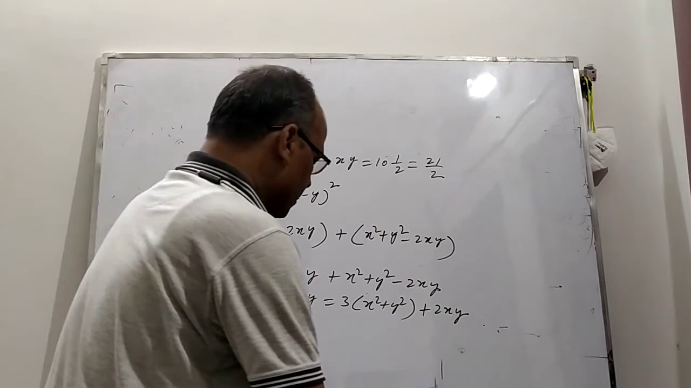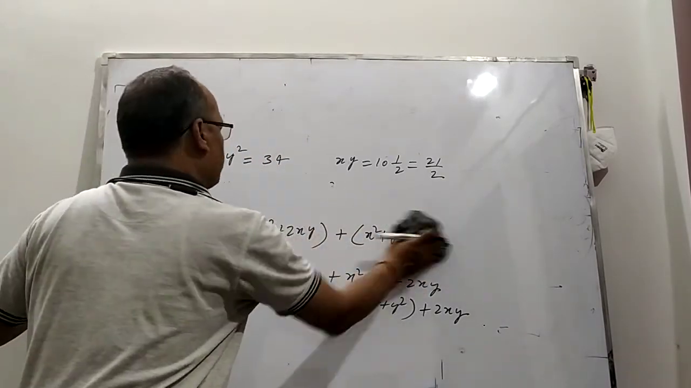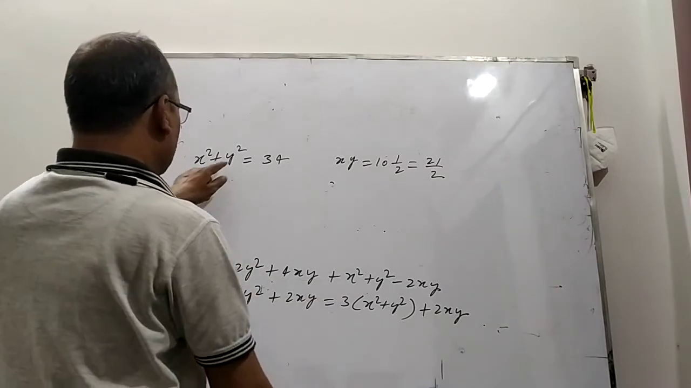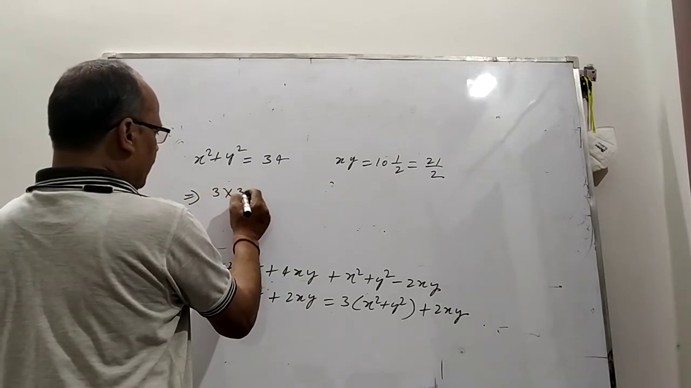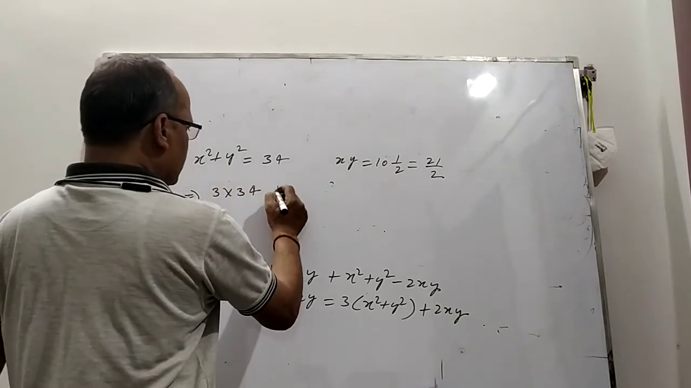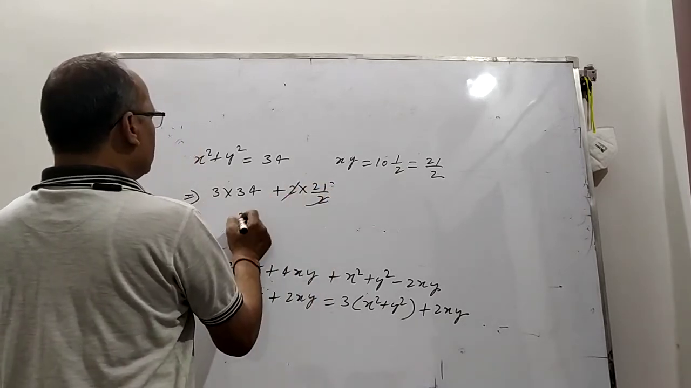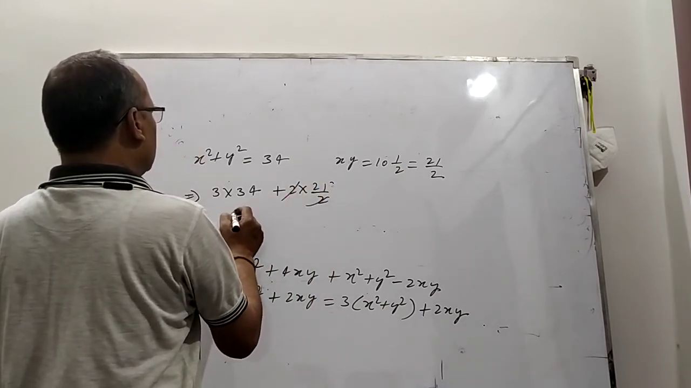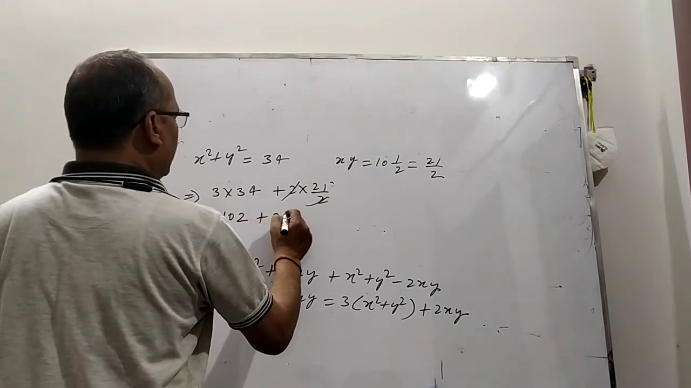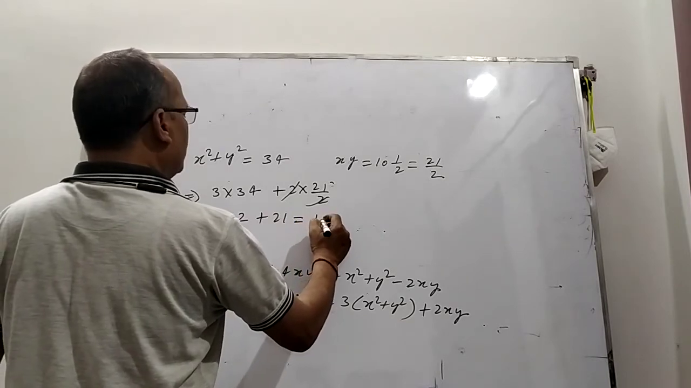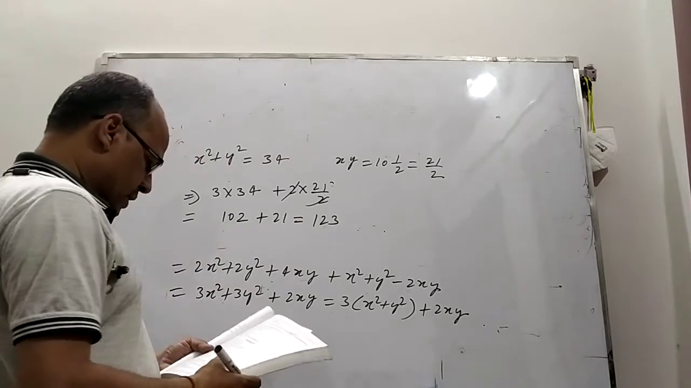Now find the value of this. What is the value of x square plus y square? 34. So 3 into 34 plus 2 into 21 by 2. This cancels. 102 plus 21 equal to 123. This is clear? Okay.